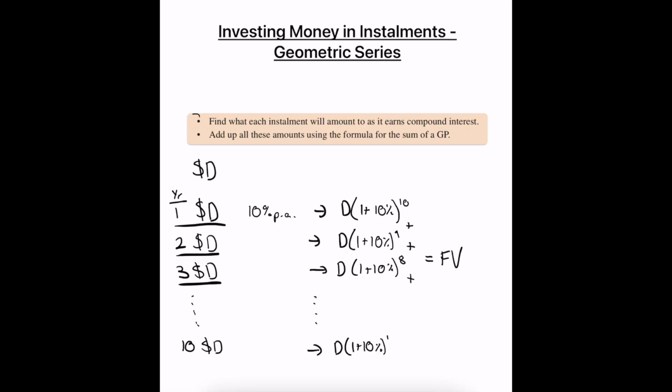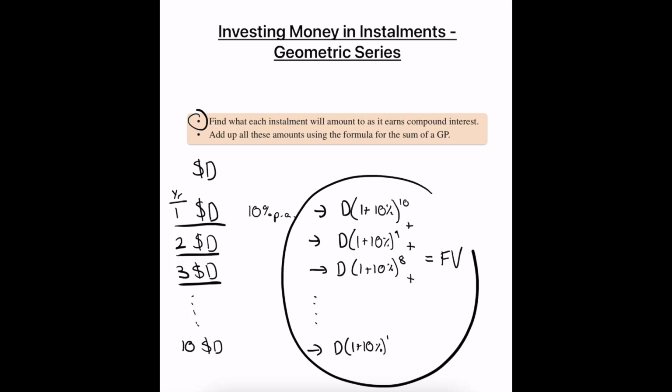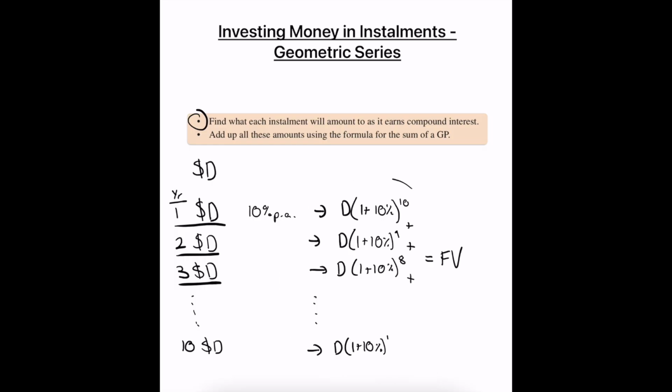And so if we look at the blurb here, these 2 dot points, the first statement says, find what each installment will amount to as it earns compound interest. And that's what we've sort of done here. So each installment is each deposit, and we've calculated the amount that it earns as it accumulates compound interest. And the second dot point says, add up all these amounts using the formula for the sum of a GP.